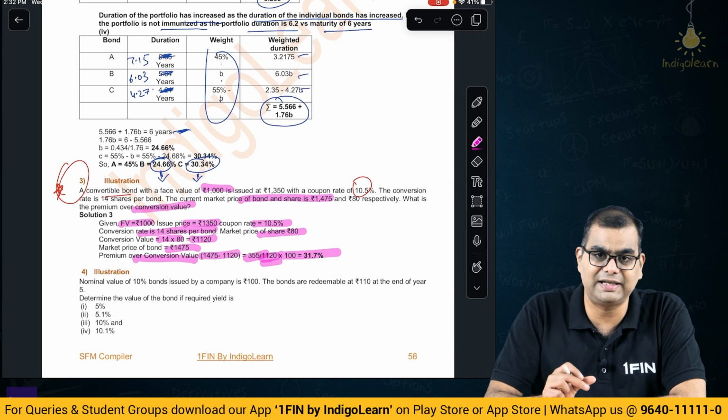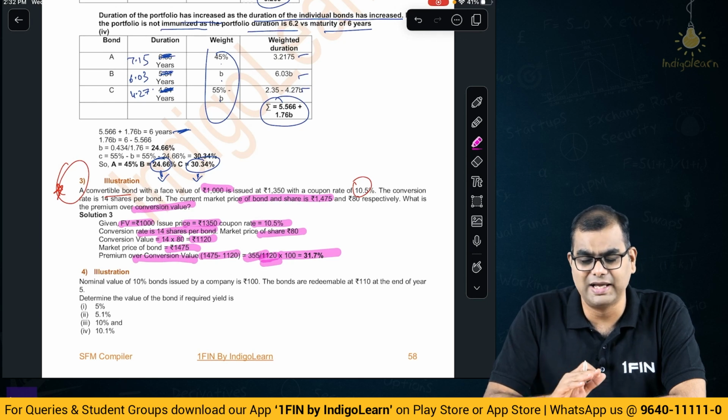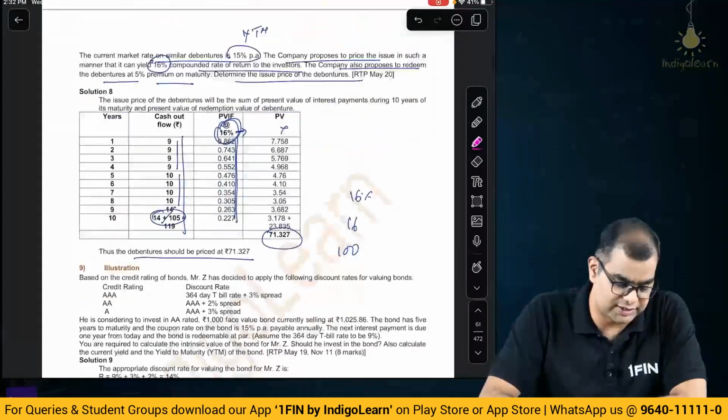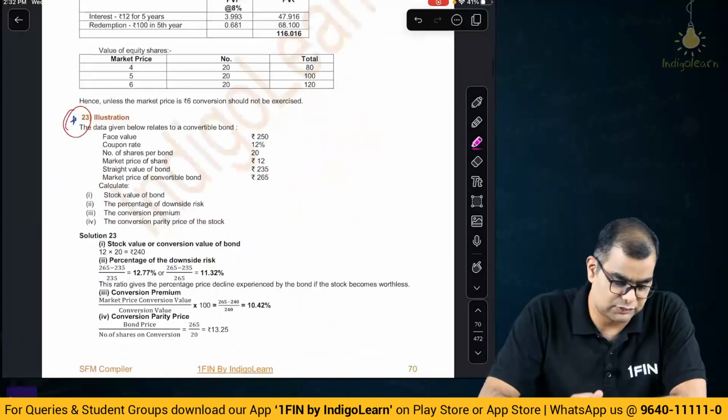Let us go and look at a slightly advanced problem on this, where you will learn new terms. Again, when I say advanced, there is nothing really fancy in this. It is a very, very simple one. Let us see. This is, I think, question number 23.